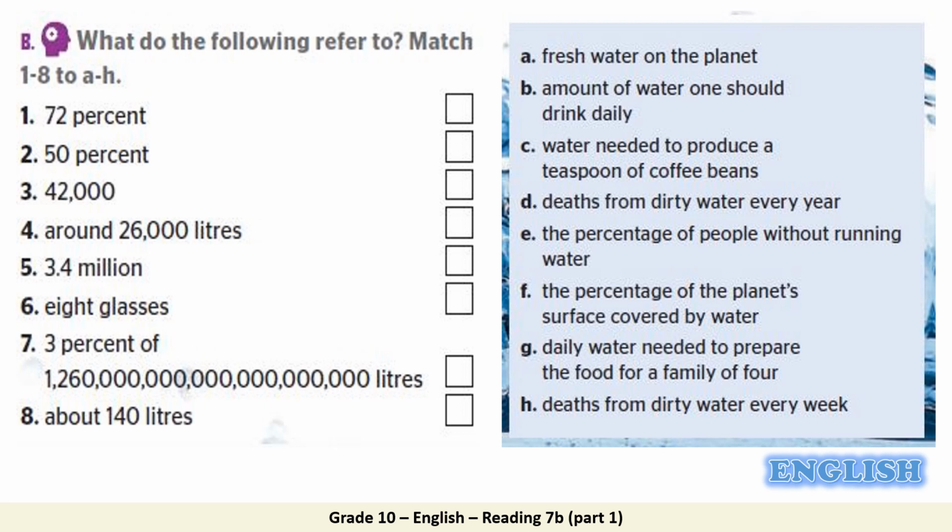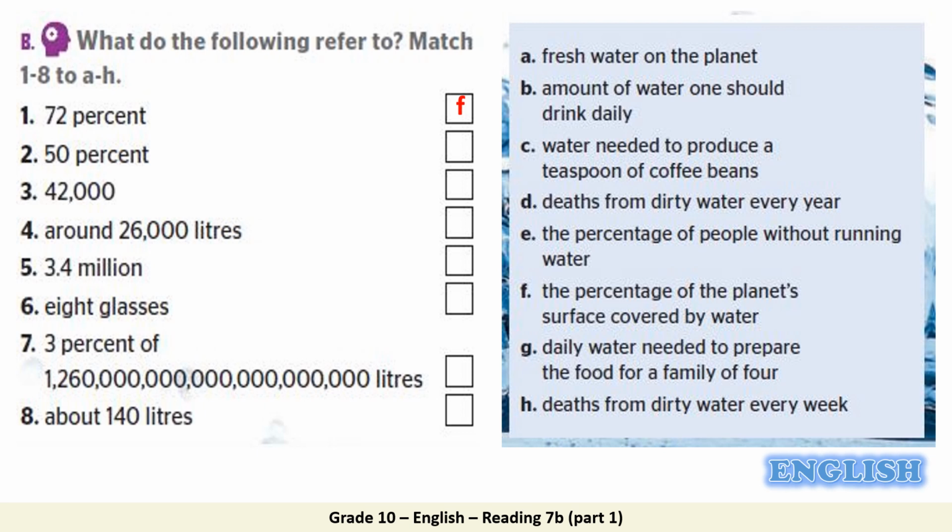Now, dear students, you are going to move on to activity B. On the same page, what do the following refer to? Match 1 to 8 to A to H. So have some time, read them, and then try to match. Okay, let's start with number 1. 72% of what?